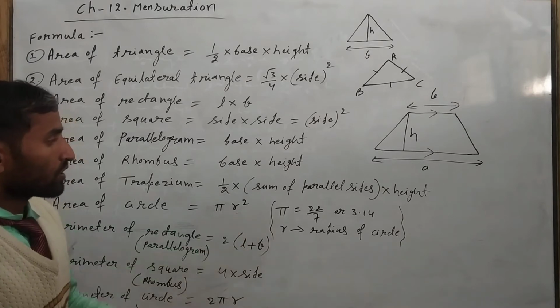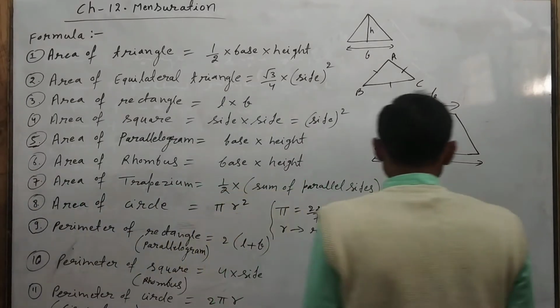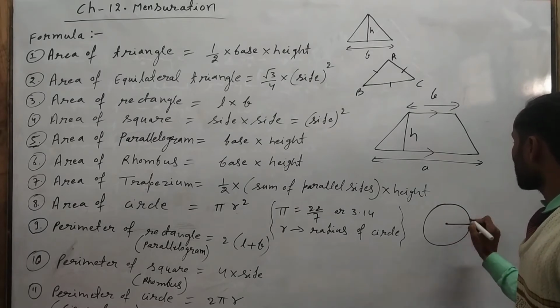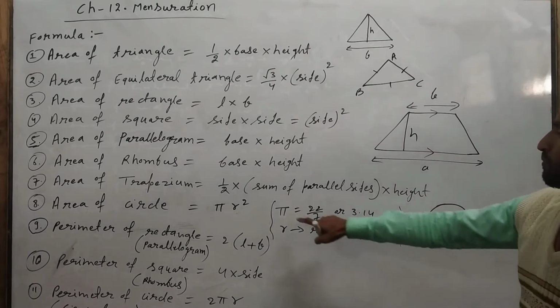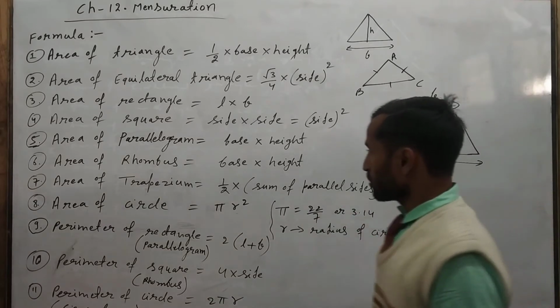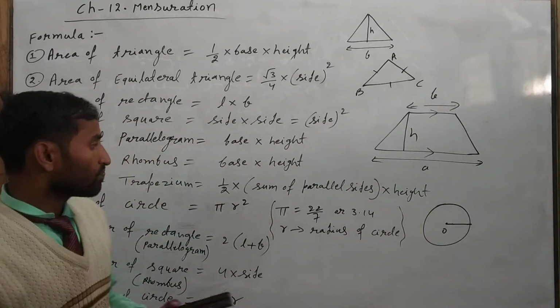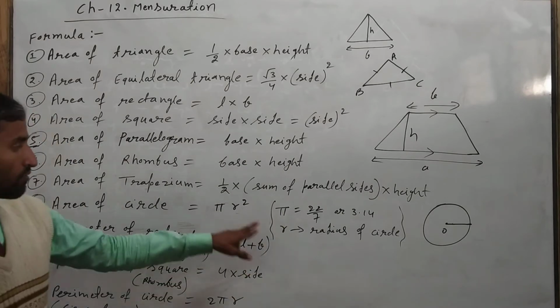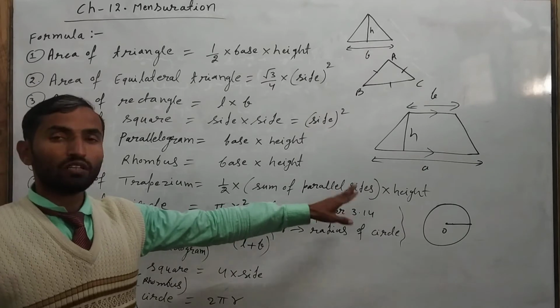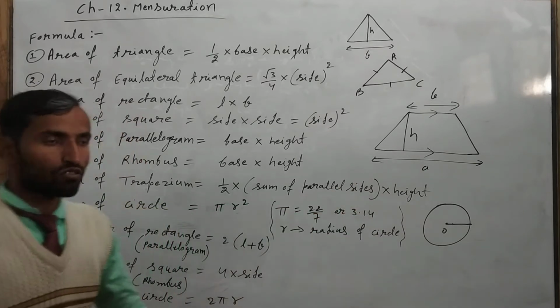Okay. Next formula is area of circle, pi r square. This is the area of circle. In a circle, the radius will be given, r means radius. The pi value is 22/7. Sometimes we will use 3.14 also. So r is the radius of the circle and pi is a constant, a fixed value, that is 22/7, or sometimes we will use 3.14.